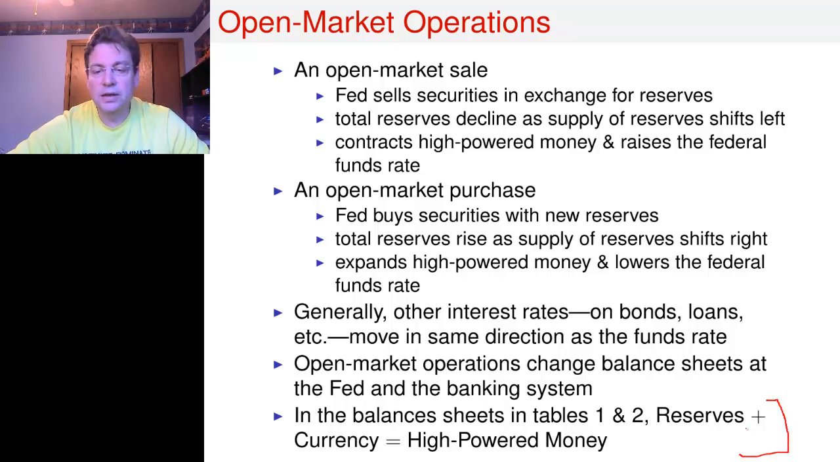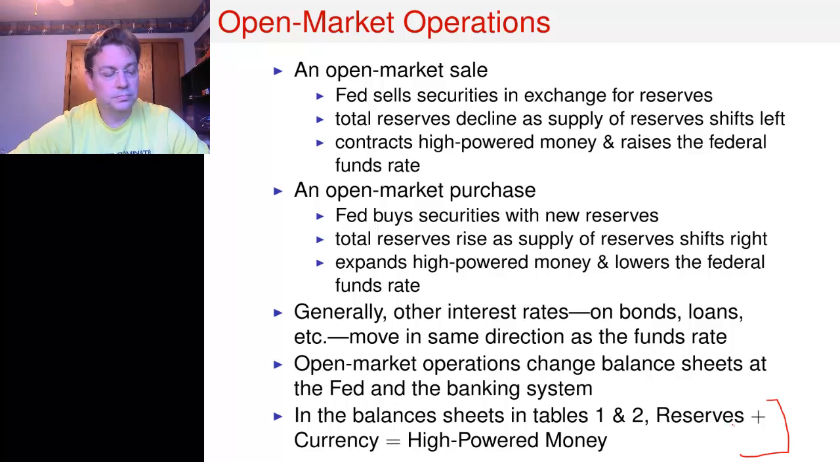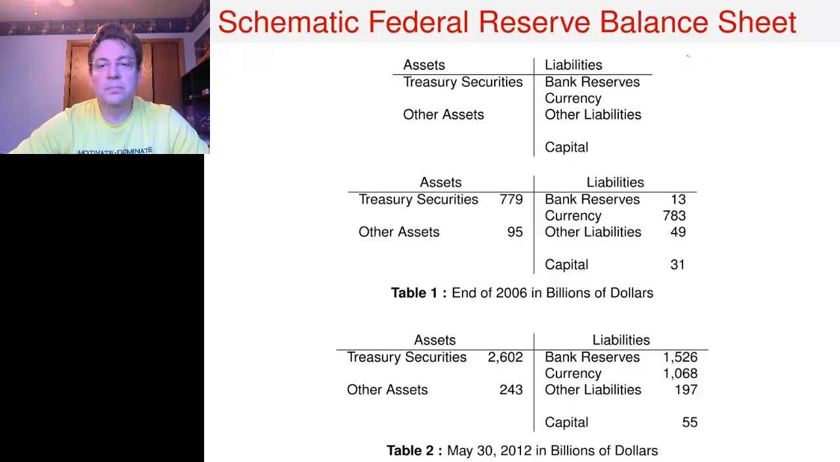High-powered money is defined as the sum of reserves, those are bank reserves, and currency. So this is a highly stylized balance sheet for the Federal Reserve. The Fed has assets that consist of Treasury securities. Those are the things that they're buying and selling when they do open market operations. And then there's some other assets. And the Fed's liabilities are these bank reserves. So those are deposits that banks have with the Fed. And currency. Those are really the two key liabilities. And then they have other liabilities and some capital.